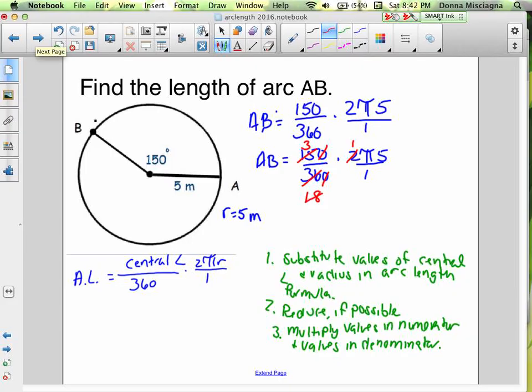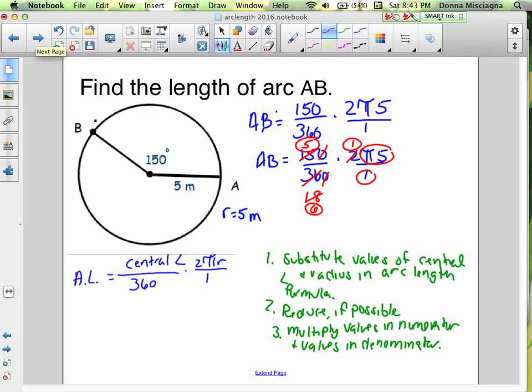Excuse me, I wrote 3 instead of divided by 3. So 15 divided by 3 is 5. And 18 divided by 3 is 6. And now we're going to multiply what's in the numerator. These are what we have left in the numerator. And we're going to multiply what we have left in the denominator.